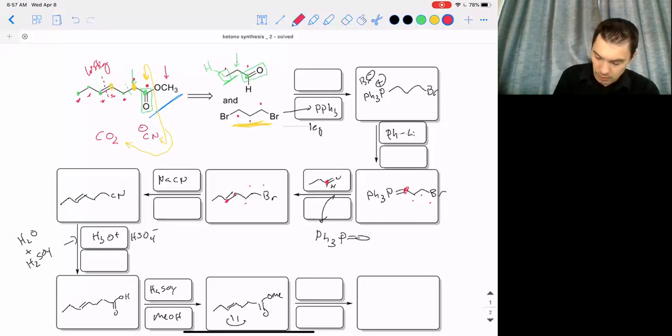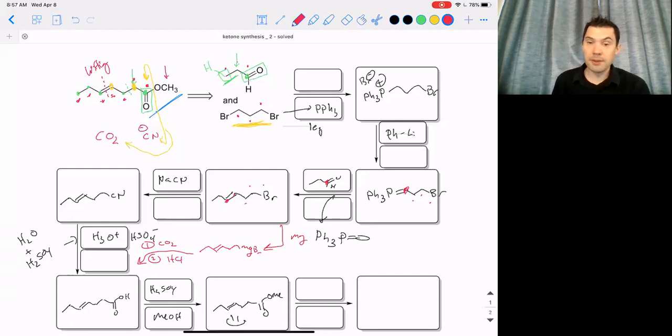If I go back here, we could take this same bromide and use magnesium(0), and that would make the Grignard reagent. And then we can treat that Grignard reagent first with carbon dioxide, and then with some HCl, and that'll generate the same carboxylic acid.